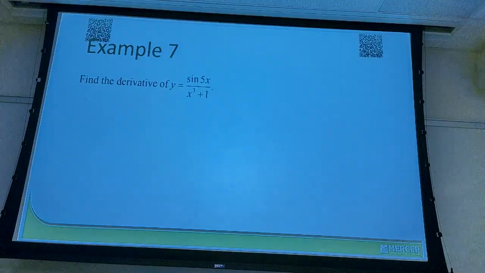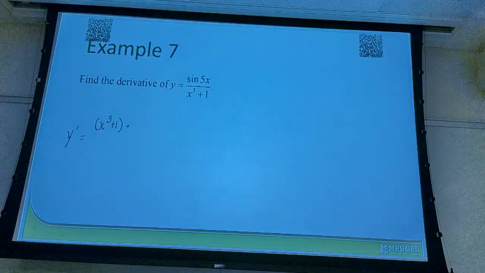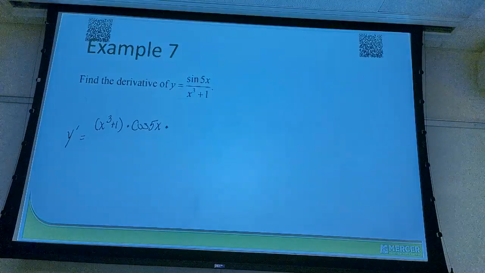What kind of function? What does the quotient rule say? Bottom times derivative of top. What kind of function is the top? Sine function. What does the sine rule say? Cosine. What's inside? Find that. What kind of function is that? Scalar multiple. It's a scalar times a function, which has 5 times the derivative of the function, which is a power function. What's that derivative?